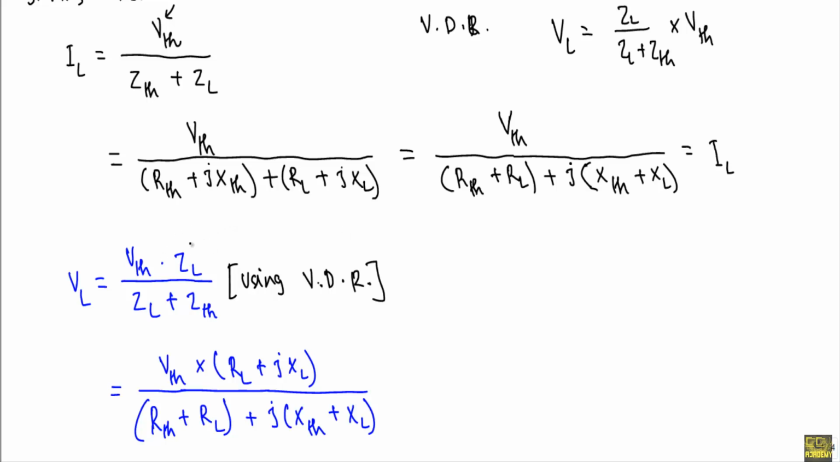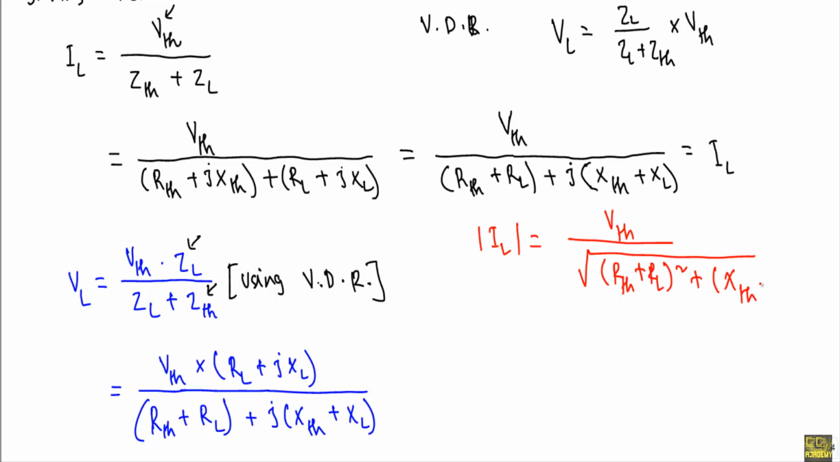Now see, if I put the rectangular form of ZL and ZTH here, we will get VTH into RL plus jXL over RTH plus RL plus j(XTH plus XL). Now we will find out the magnitude of phasor current and phasor voltage at the load impedance ZL. See here, the magnitude of phasor current IL will be equal to VTH over root over RTH plus RL whole square plus XTH plus XL whole square.